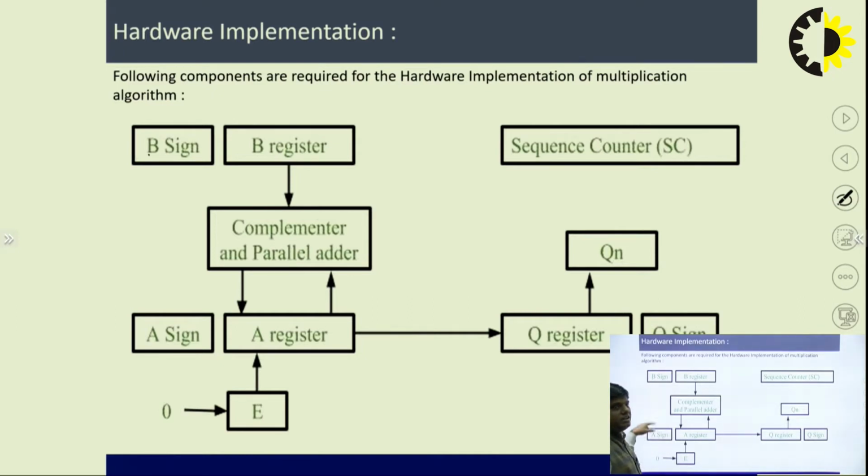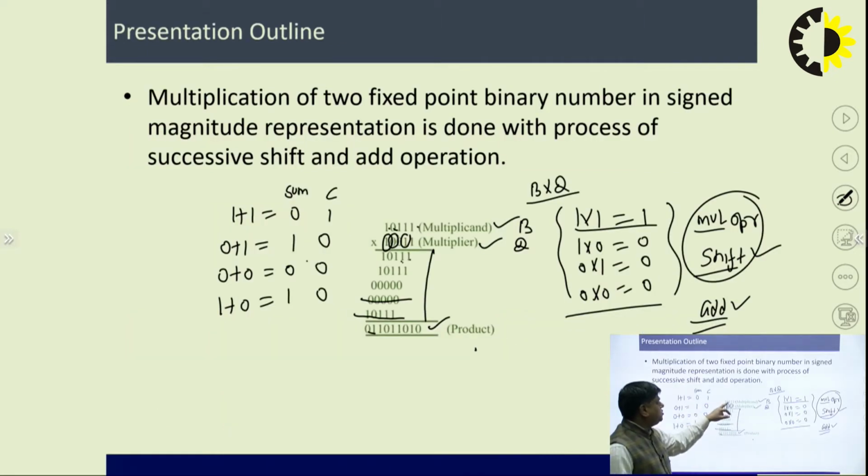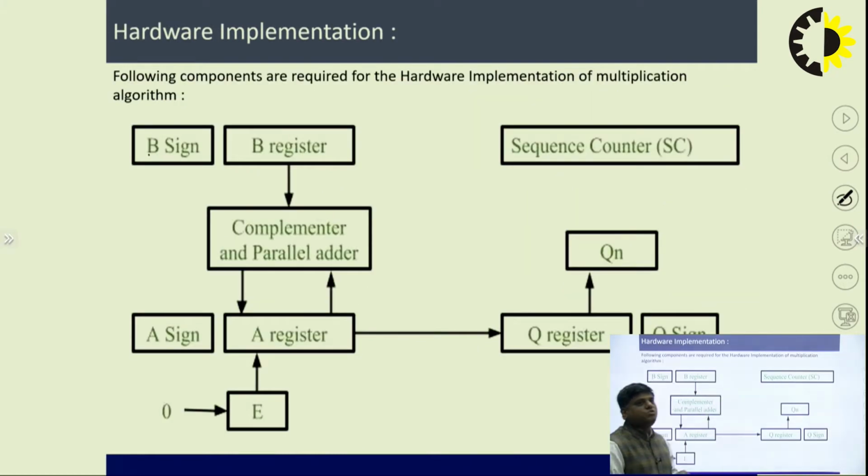This is the hardware. Here is a sequence counter. The sequence counter tells the total number of bits. For example, here are 1, 2, 3, 4, 5, which means we need 5 multiplication steps, so the value of the sequence counter is 5. And last, what is Qn? Qn is the first bit of the Q register. So this is the overall architecture, the hardware implementation for the multiplication operation.